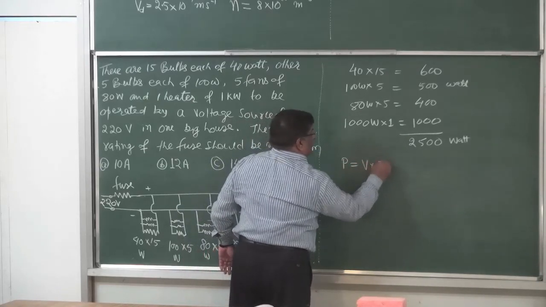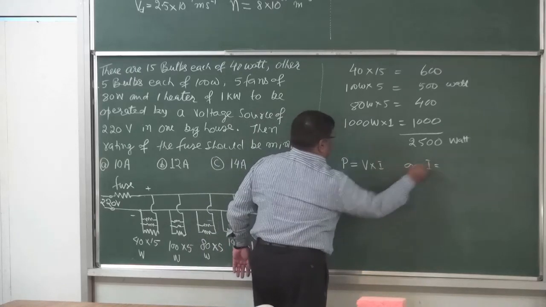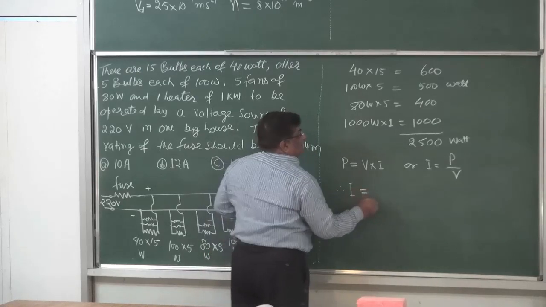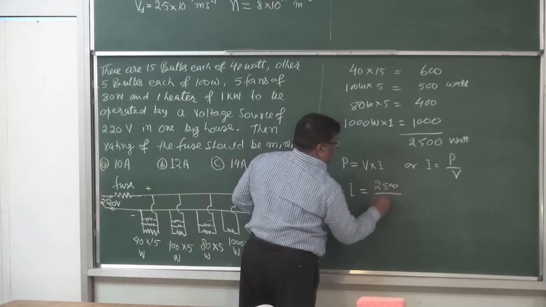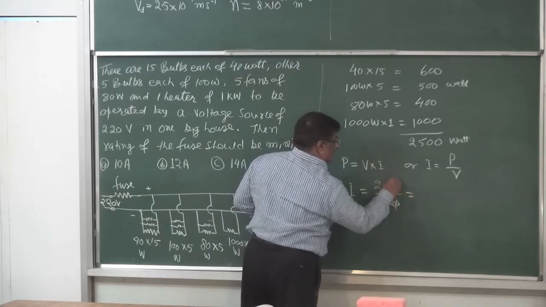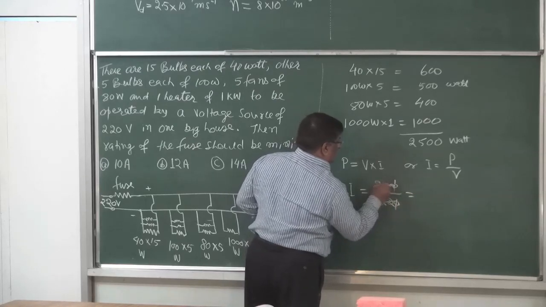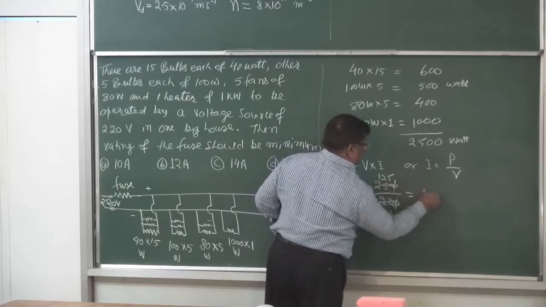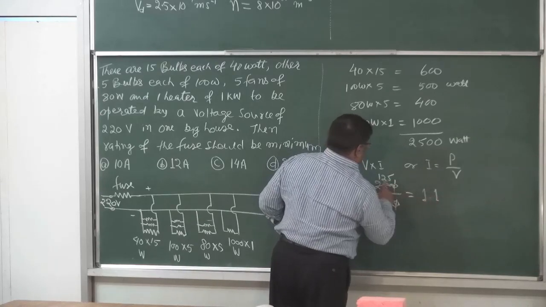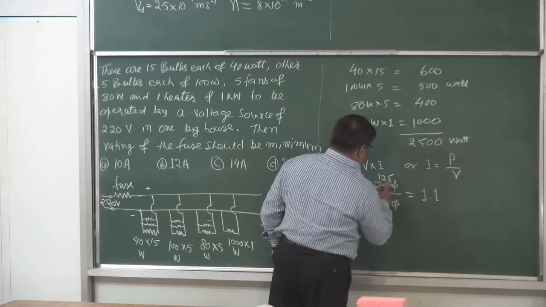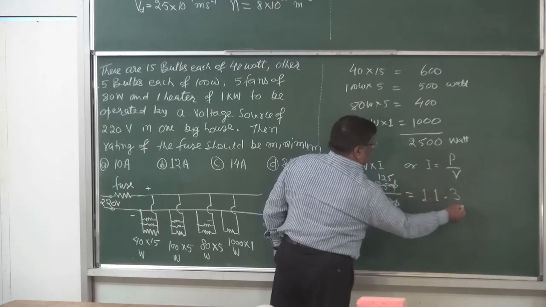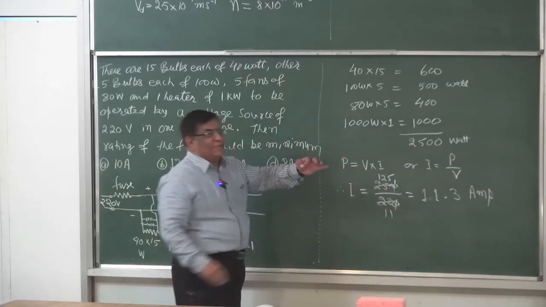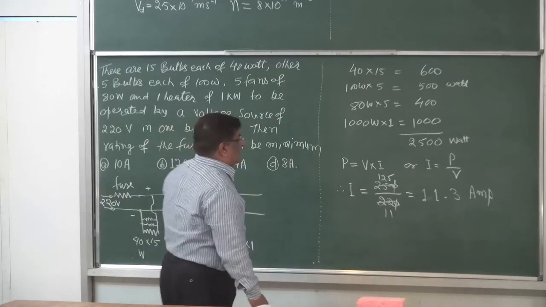Now we know the formula for power. Power is voltage into current, or current is equal to power upon voltage. Power is 2500 and voltage is 220, that is given to us. So this is 11.3 something, or 11.4 ampere maximum.